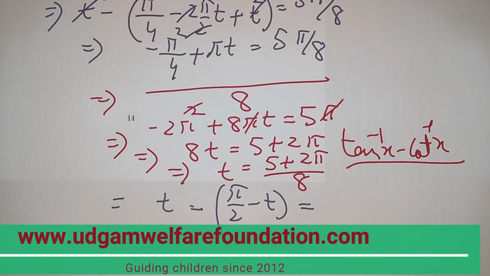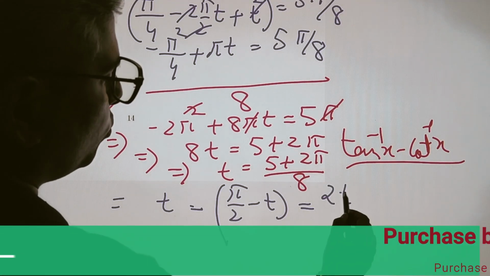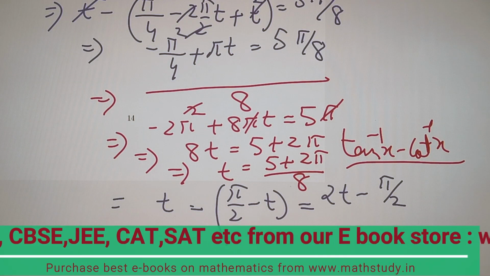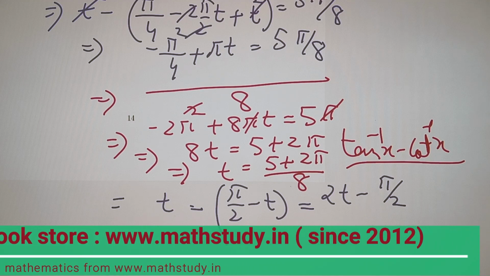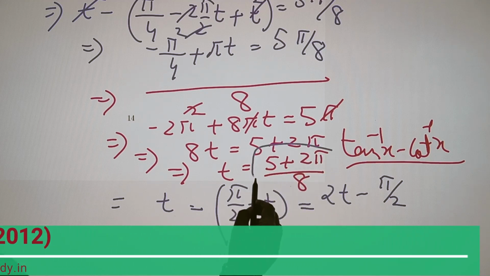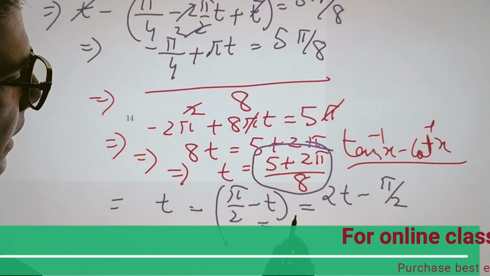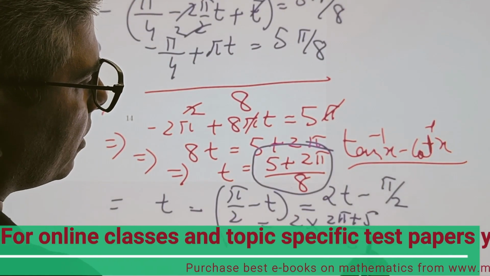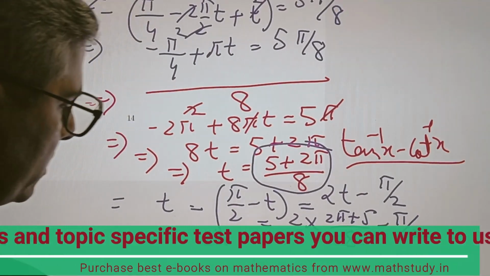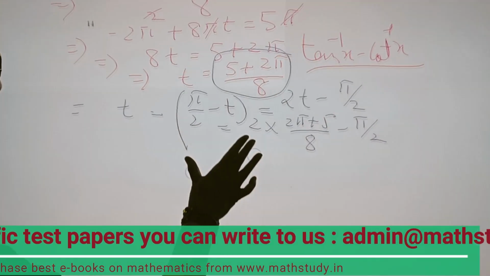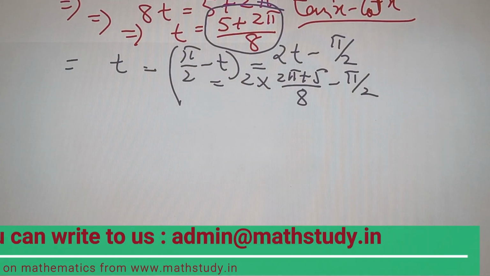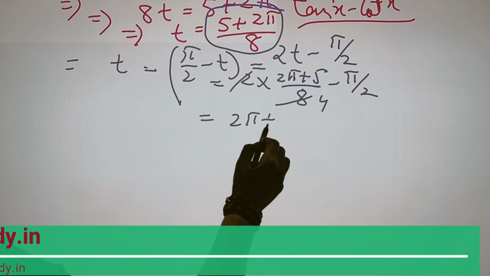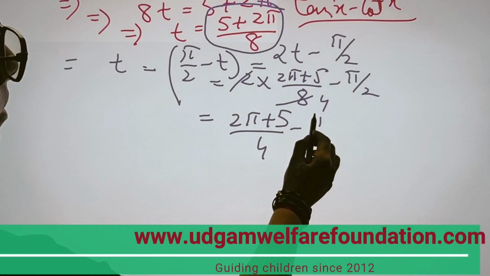So this is equals to t plus t, that is 2t minus pi by 2. We will get 2t minus pi by 2 here. Now simply substituting the value of t as (2 pi plus 5) by 8 here, we will get 2 into (2 pi plus 5) upon 8 and minus pi by 2. Very simple. Let's make some space here to solve it further. So here we will get what? We are going to cancel this. So we will get (2 pi plus 5) upon 4 minus pi by 2 here.